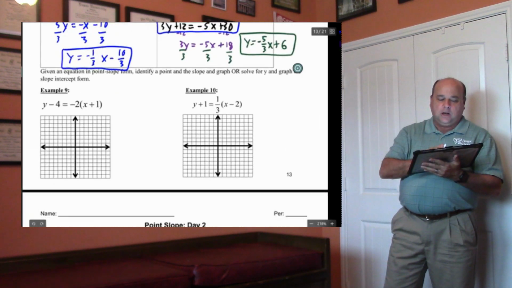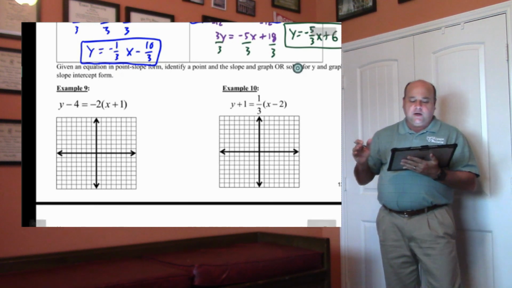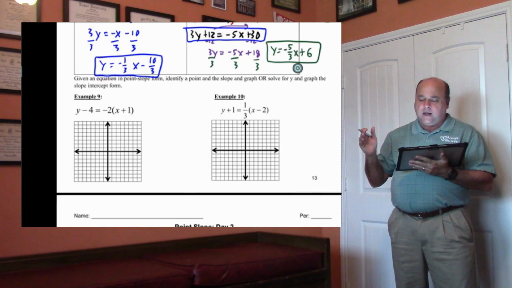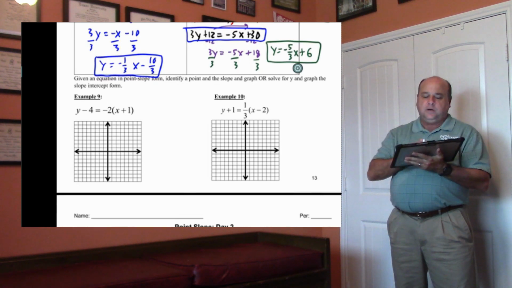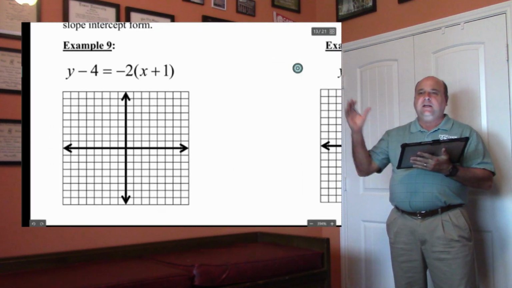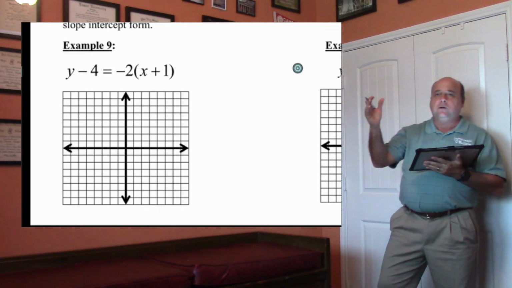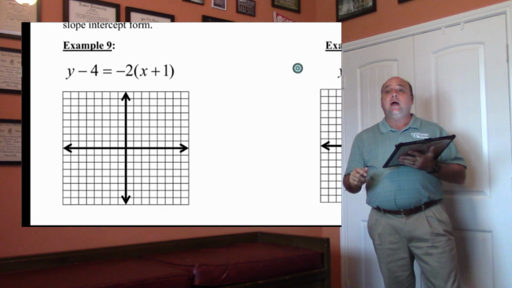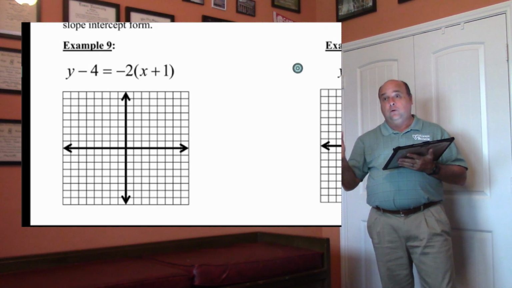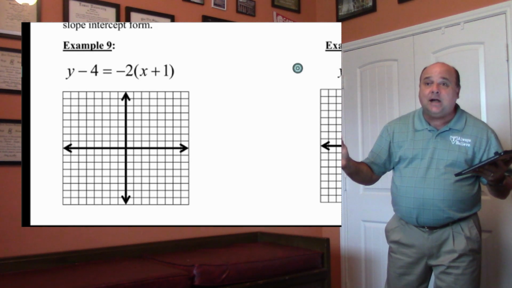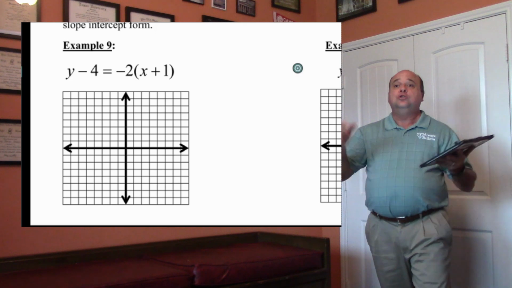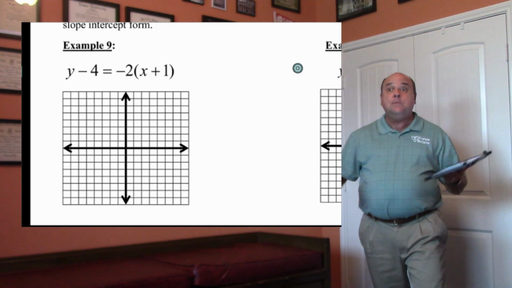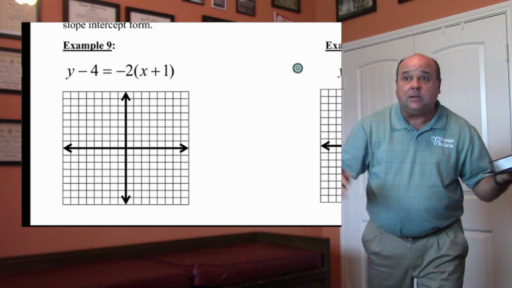And 2 more problems. Okay. Given an equation in point-slope form, identify a point and the slope of the graph, or solve for y and graph the slope-intercept. So let's do this. The easiest way is to get the point and the slope. Okay, so please, this is the first time in your life you've graphed an equation in point-slope. You do not have to get the y-intercept to graph a line. One more time, you do not have to get the y-intercept to graph a line.